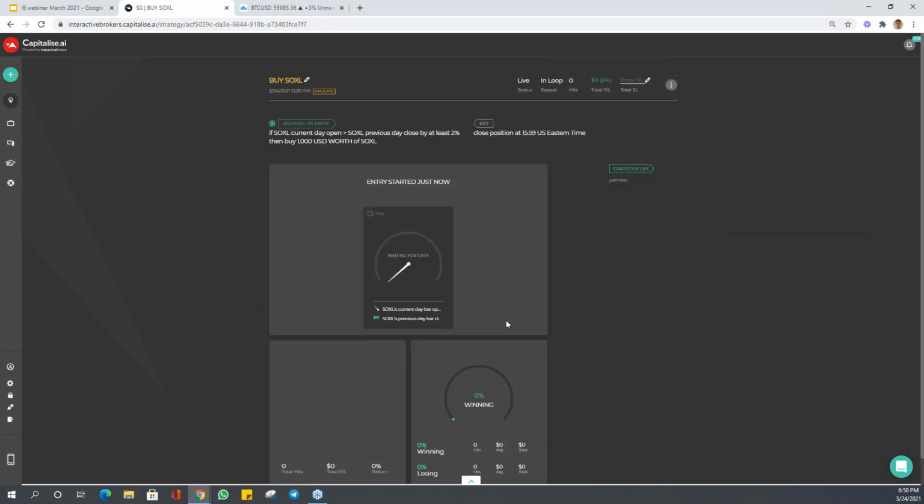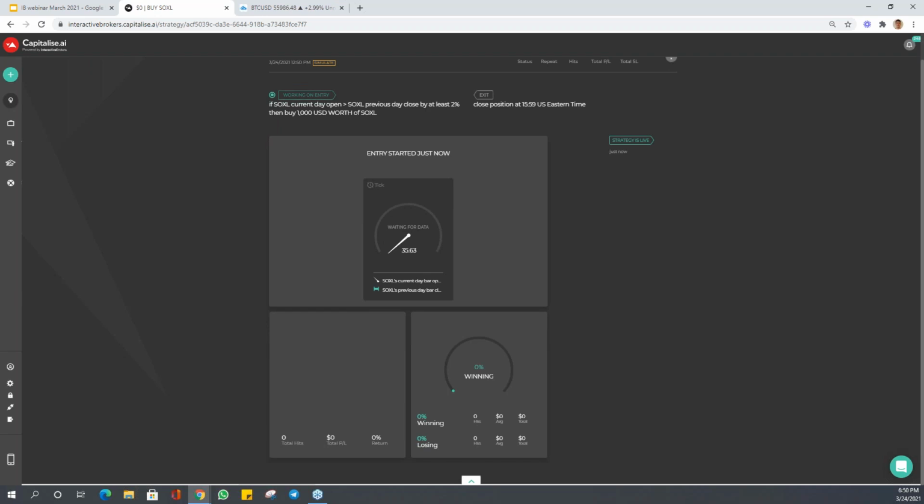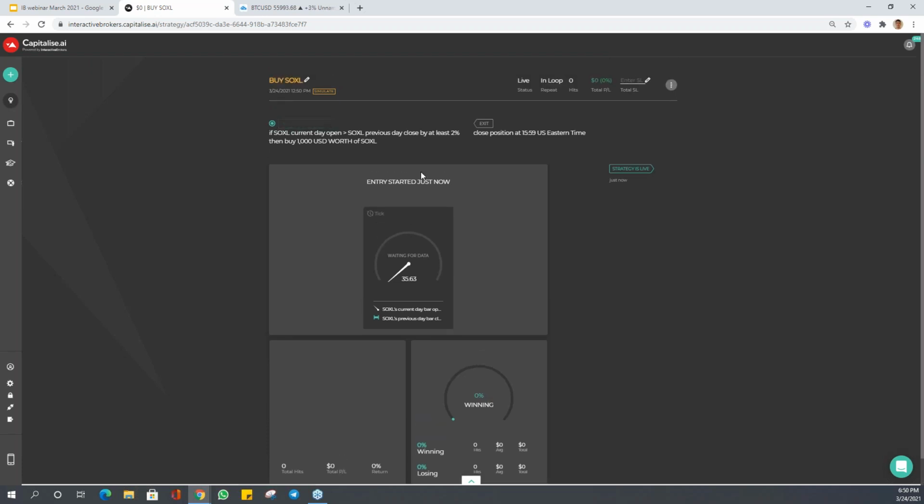And once it simulates, you're going to find it under live strategies. You can see here, simulate. It's waiting for data to come in. Data should come in shortly. And anytime this condition is met, it's going to trigger the trade. It's going to trigger a trade on Capitalise, not going to trigger a trade via your IB account, because we're in simulate. Only if you're running live will it trigger a trade via your IB account.